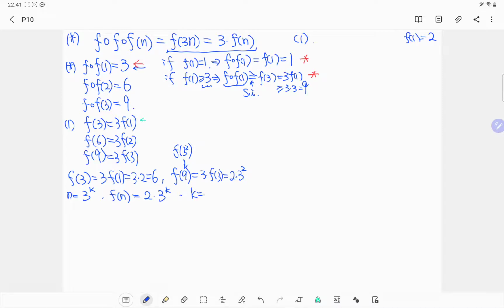For k should be from 0, 1, 2, etc. So actually, we can prove this one by mathematical induction. So for the initial condition, for k equals 0, this is good. This is already checked, because when k equals 0, f of 1 is 2. So this is okay.